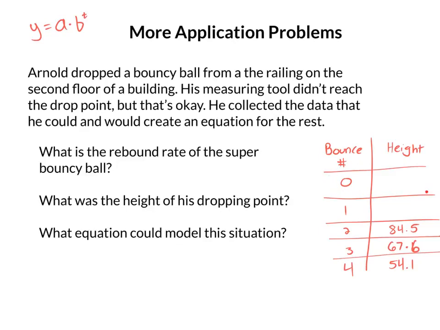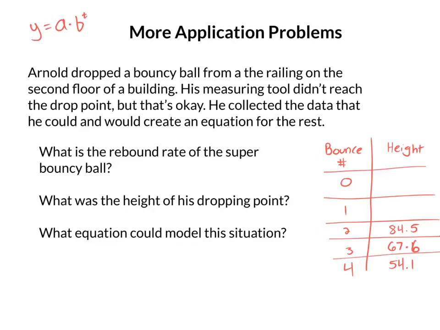0 is our starting point, the height of the dropping point. And 1, I'm assuming, is missing as well because he didn't have a tall enough measuring tool again to reach that first bounce.